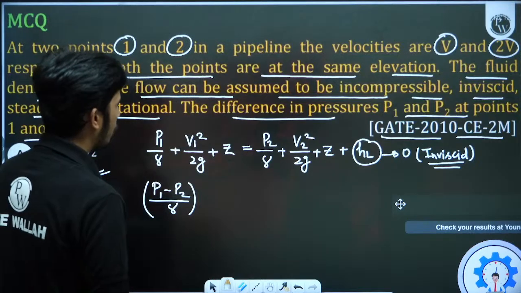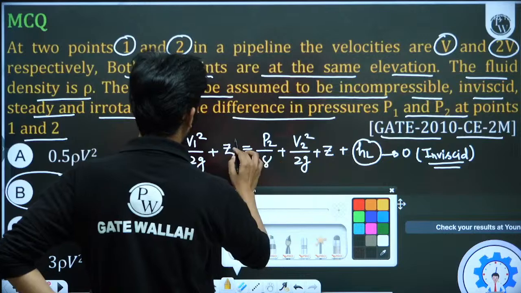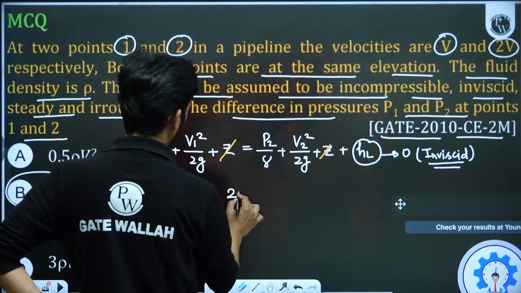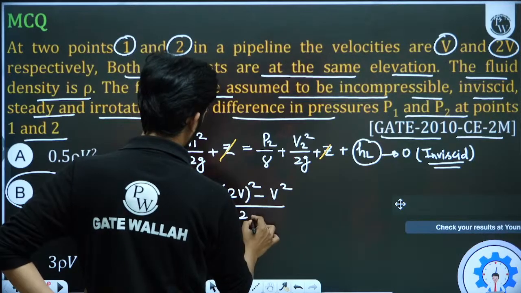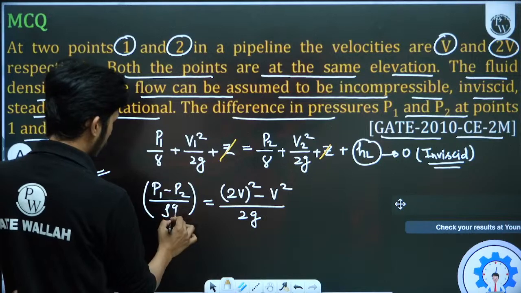That will be equal to how much? Z will cancel out. V2 square minus V1 square. So V2 is 2V. So 2V square minus V square divided by 2G. Gamma will write down as rho G, because gamma is unit weight. So G will cancel out.